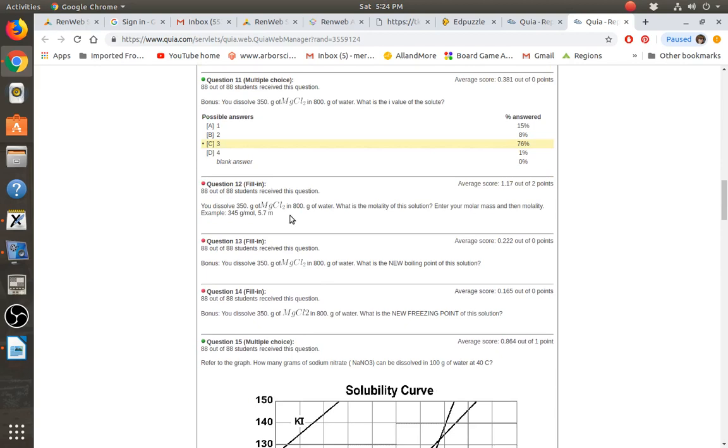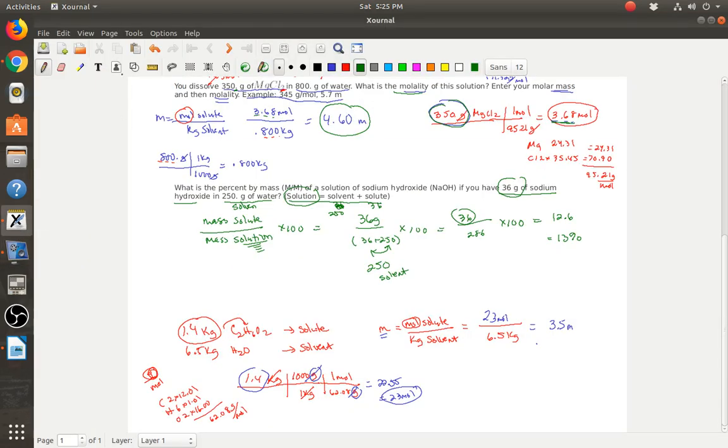All right, next, enter your molar mass and then solve molality. A lot of you got this one correct. We have 350 grams in 800 grams of water. What's the molality? And I asked you to enter your molar mass first and then the molality. So let's go ahead and do that one. 350 grams of magnesium chloride in 800 grams of water. So let's go back to the whiteboard here.